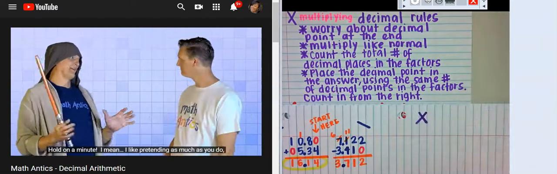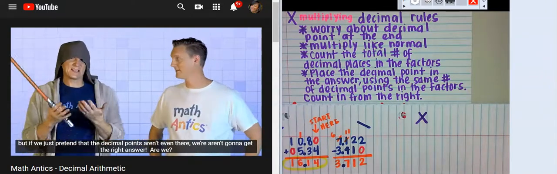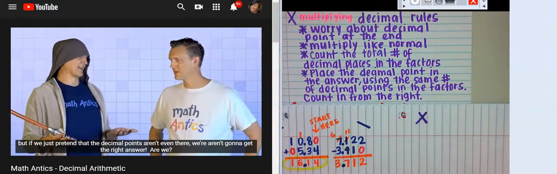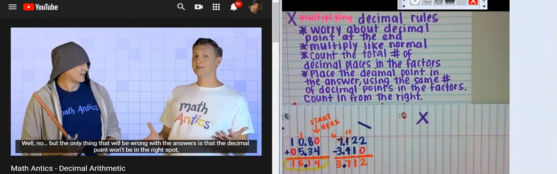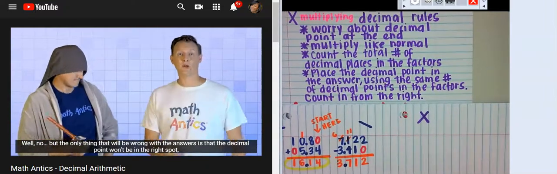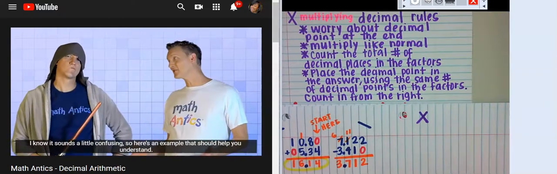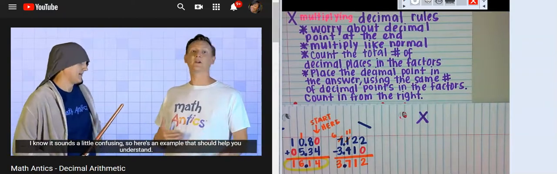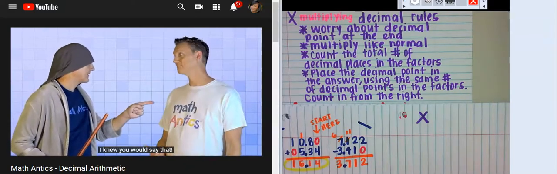Hold on a minute. I mean, I like pretending as much as you do, but if we just pretend that the decimal points aren't even there, we aren't going to get the right answer, are we? Well, no, but the only thing that will be wrong with the answer is that the decimal point won't be in the right spot. So we'll need to fix that at the end. I know it sounds a little confusing, so here's an example that should help you understand. I knew you would say that.